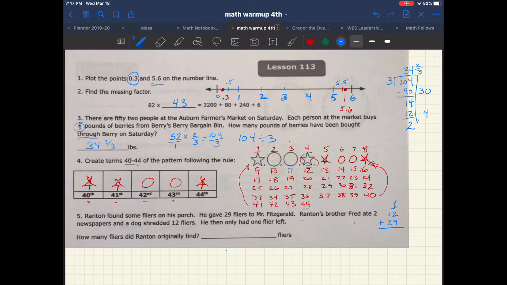So if we put the 1 he had left with the 12 that the dog shredded, and the 29 I gave Mr. Fitzgerald, he's got 9, 2, 1 is 12. It looks to me like he started with 42 flyers. There you go. There is lesson 113.